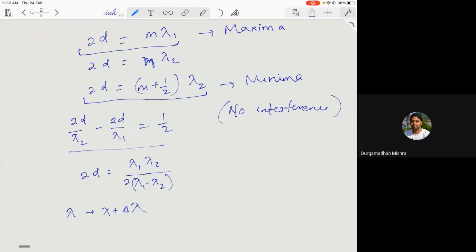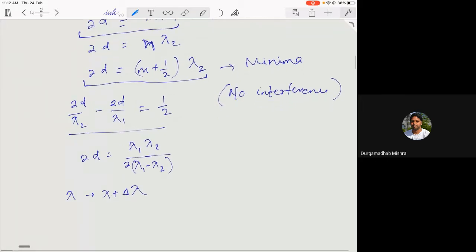This relation can also be extended to normal sources where you have a spread of wavelength. In that case, you would write 2D as something like lambda square by delta lambda. If this is the condition for your incoming wave, where the wave has a certain spread in wavelength, then you would observe no interference pattern. So this delta lambda basically defines the monochromaticity of the wave.